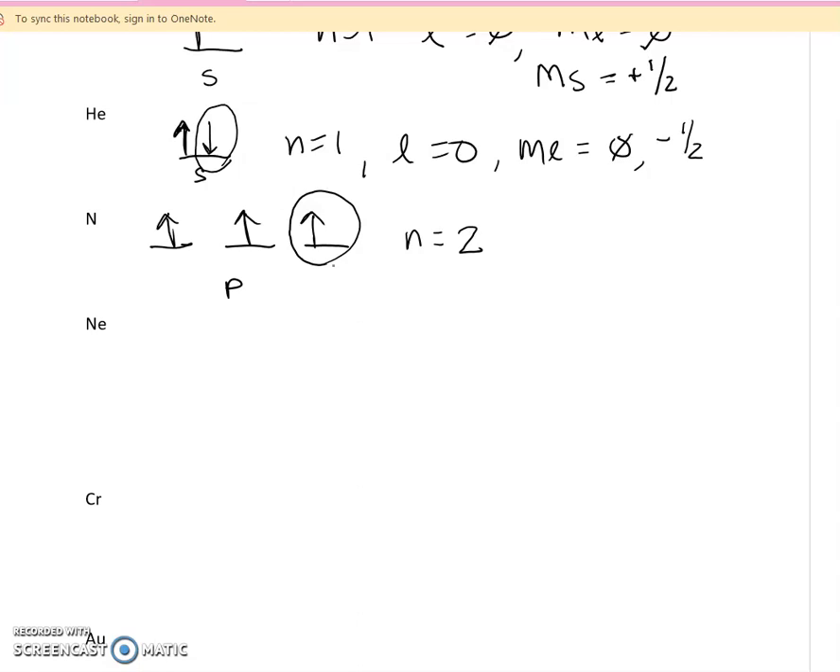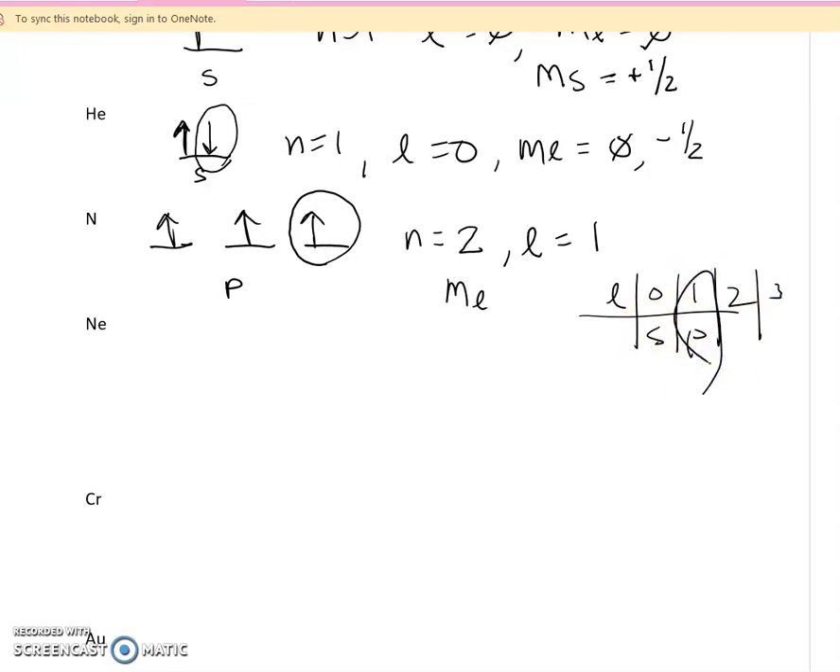All right, so our L is going to be 1. And how do I know L is 1 again? How we've been doing it this whole time. So if we have our L's and we count 0, 1, 2, 3, we know S and P is 1. So that's just something that I find it beneficial just to have memorized.